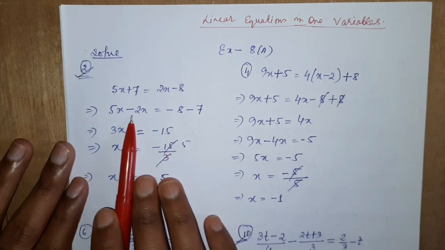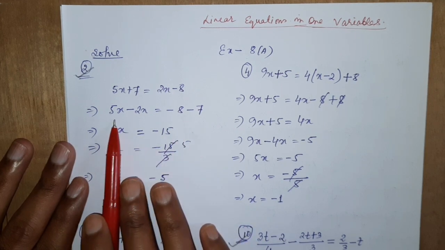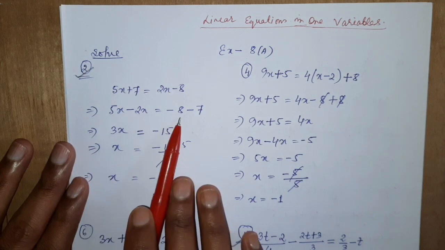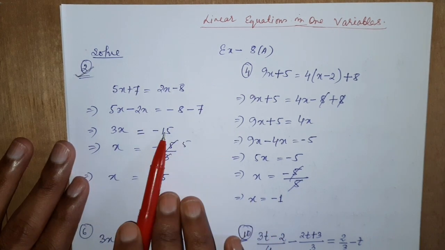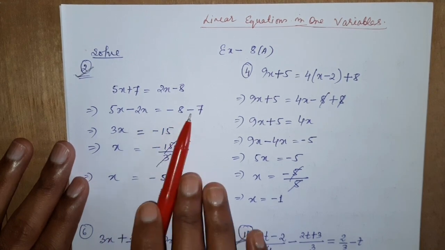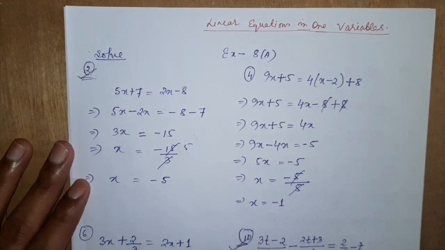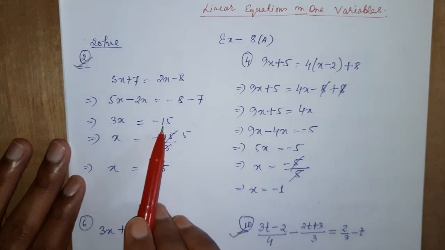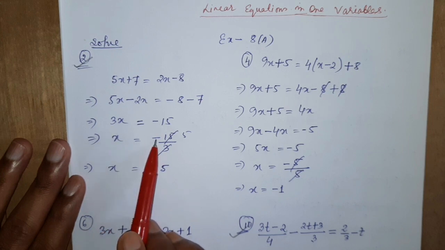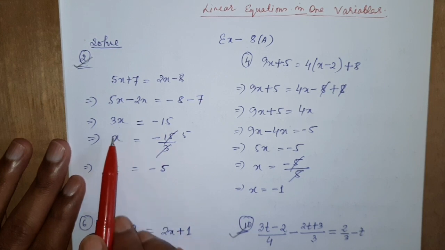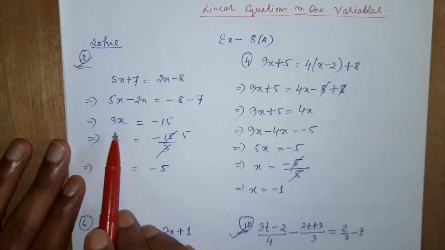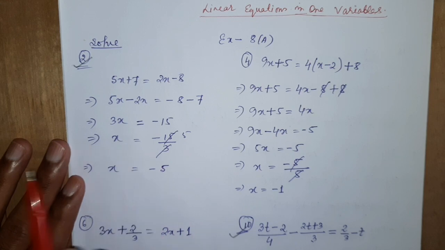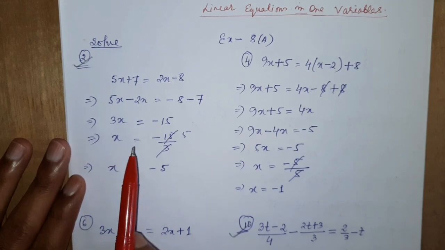So x terms this side, constant terms this side. 5x minus 2x is obviously 3x, and minus 8 minus 7: we add 8 plus 7, 15, since both are minus it will remain the same sign, minus 15, that you know very well. So now 3x equal to minus 15. Our aim is to find out the value of x, so whatever coefficient or terms are associated with x, we will try to get rid of those and put them on the other side by the mathematical way.